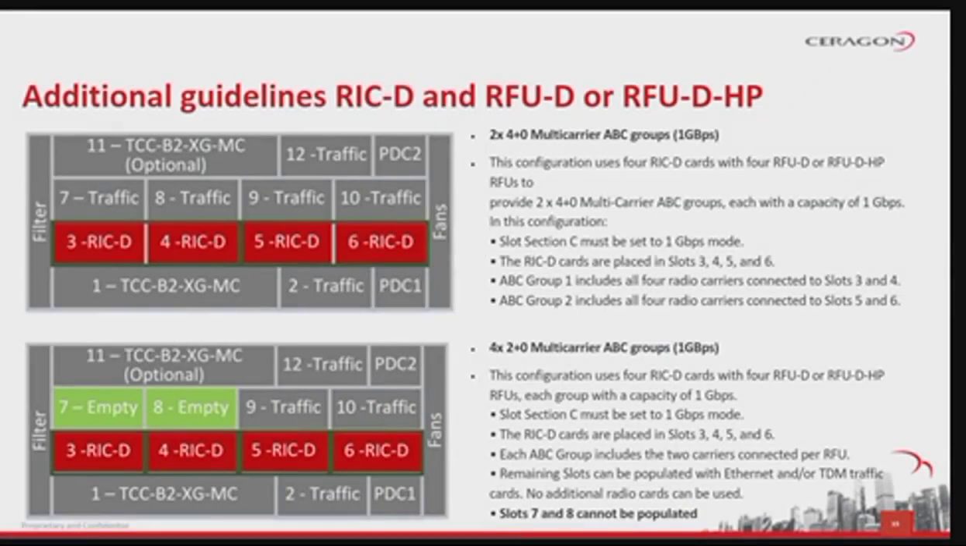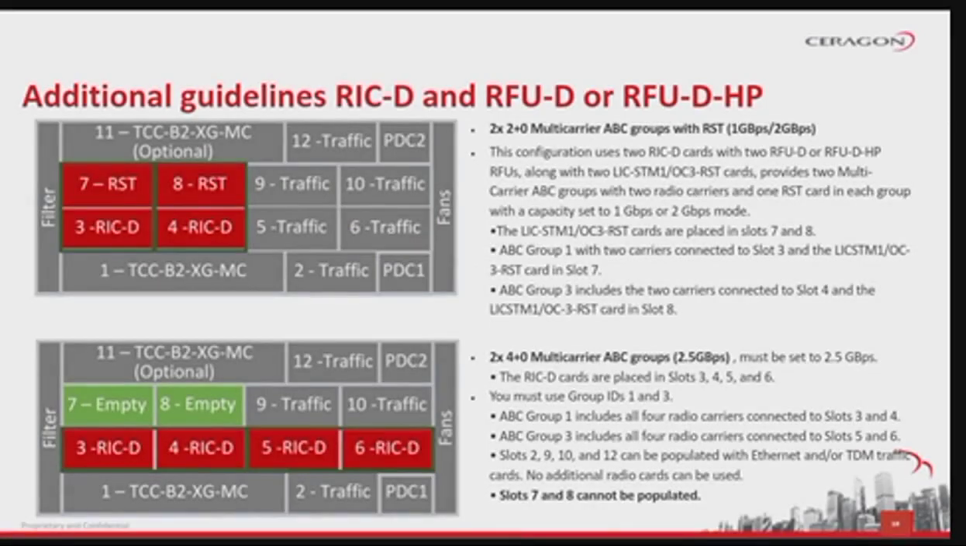There are different guidelines when the IP-20N unit is equipped with RIC-D and RFUD or RFUD-HP. The maximum allowed number of RIC-D cards is 4. RIC-D cards must be installed in slots 3, 4, 5 and 6. For a 2x4 plus 0 multi-carrier ABC groups, 1 gigabit per second, in IP-20N with 2 rack unit chassis all slots can be populated. When 4x2 plus 0 multi-carrier ABC groups, 1 gigabit per second, are configured, slots 7 and 8 cannot be populated.